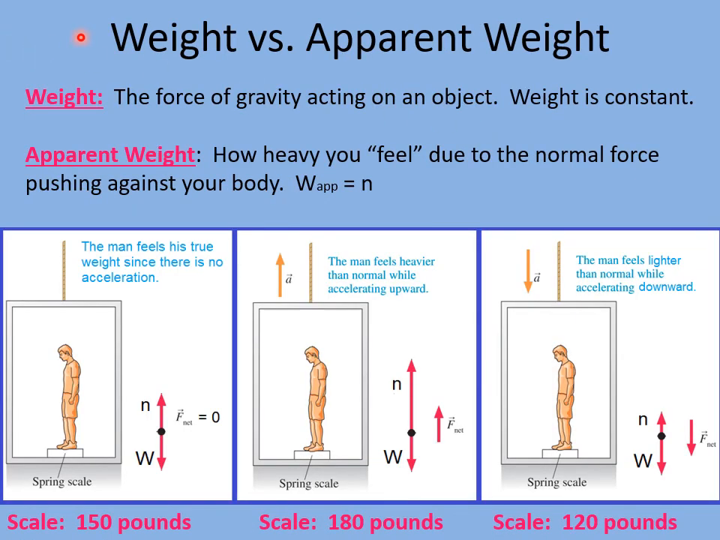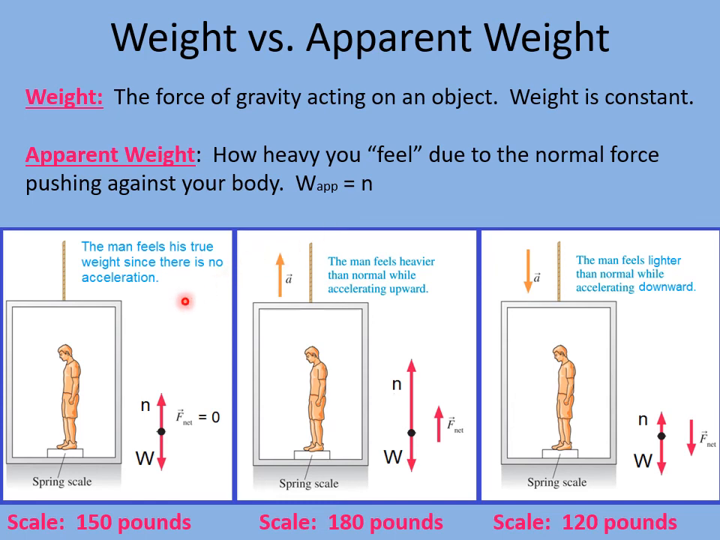Well, our last slide in this chapter 4 is on a concept called apparent weight. We'll compare and contrast this with actual weight. So we know that weight is the force of gravity acting on an object, and a person's weight is always constant, assuming that the gravity in your environment is constant. Now there's something else called apparent weight, which is how heavy you feel due to the normal force pushing against your body. So apparent weight is defined as the normal force pressing against your body.